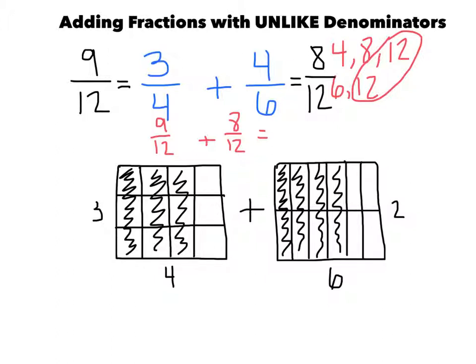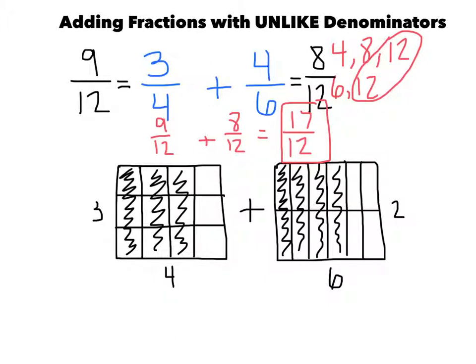So now I'm going to add across, but I'm going to keep my denominator the same. It doesn't change. I'm only going to add my top numbers. So 9 plus 8 equals 17. So my answer is going to be 17/12.